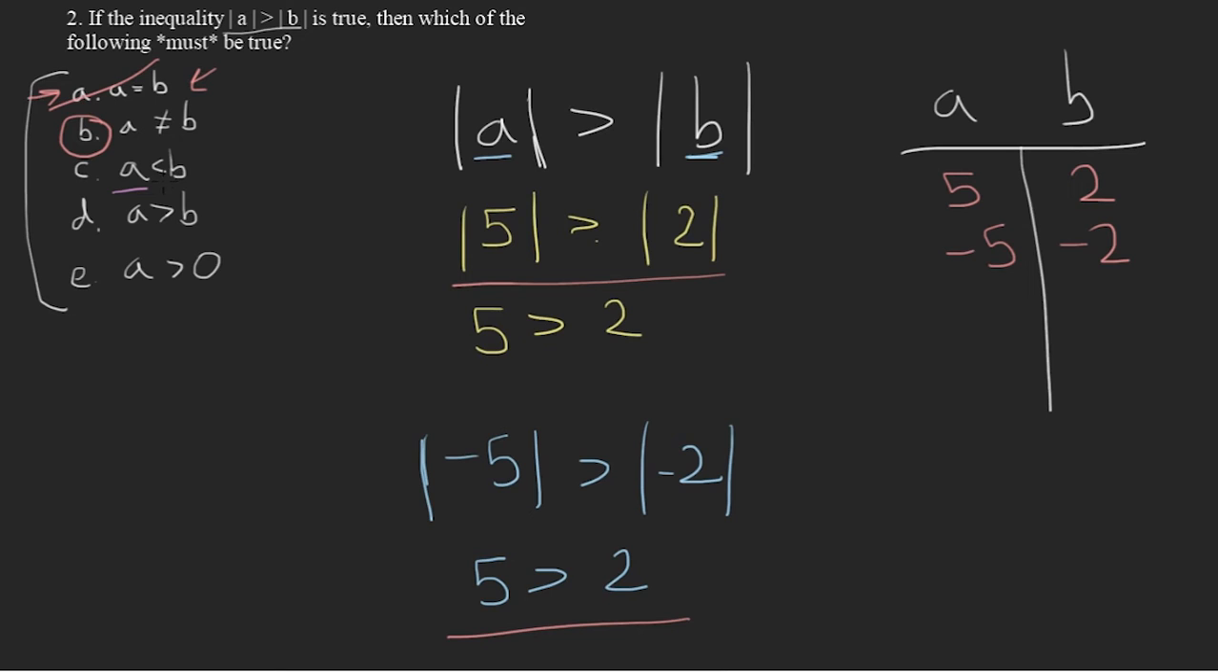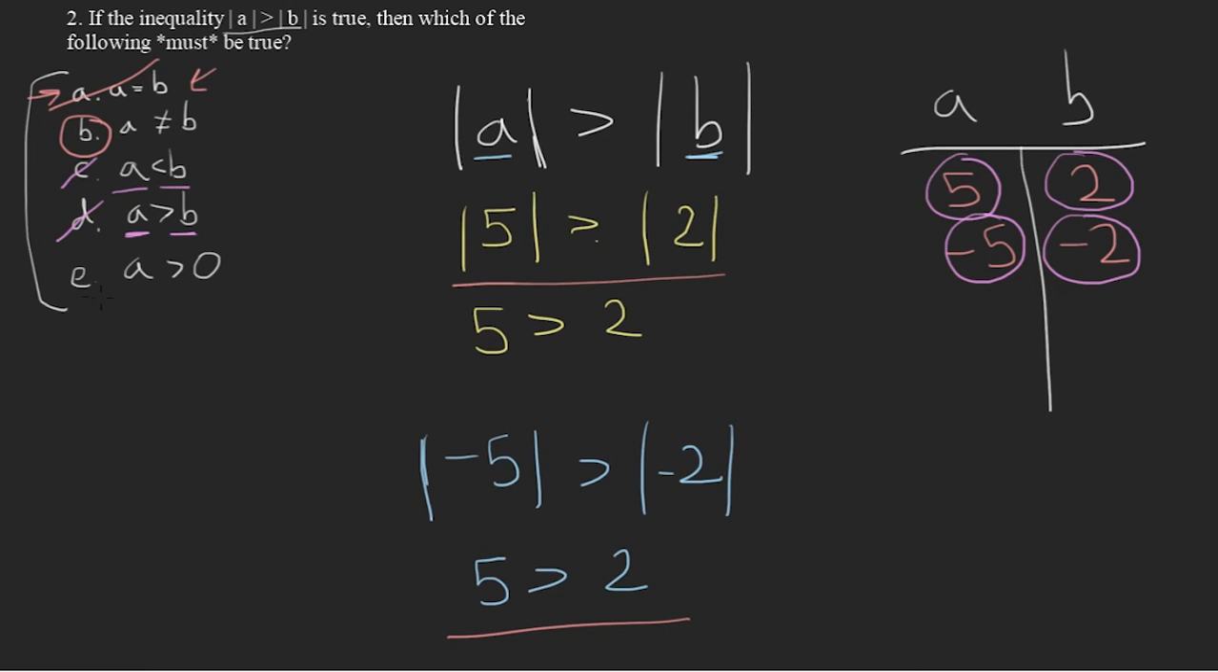So is A less than B? Well, over here we chose an A value that was greater than B. So that disproves C right away. Same thing for D. Is A greater than B? Well, here we chose an A value that was less than B. So we can eliminate D as well.